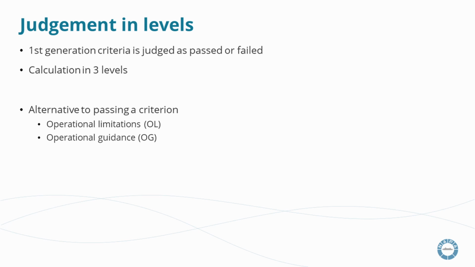Now when we know what the failure modes are about, it's time to check the mechanism used for judging the second generation intact stability criteria. The new criteria are no longer checked with a simple pass-fail methodology like their predecessors in the first generation criteria, but are now judged in a stepwise manner with 3 steps, and some possible ways out along the way, like operational limitations and operational guidance.